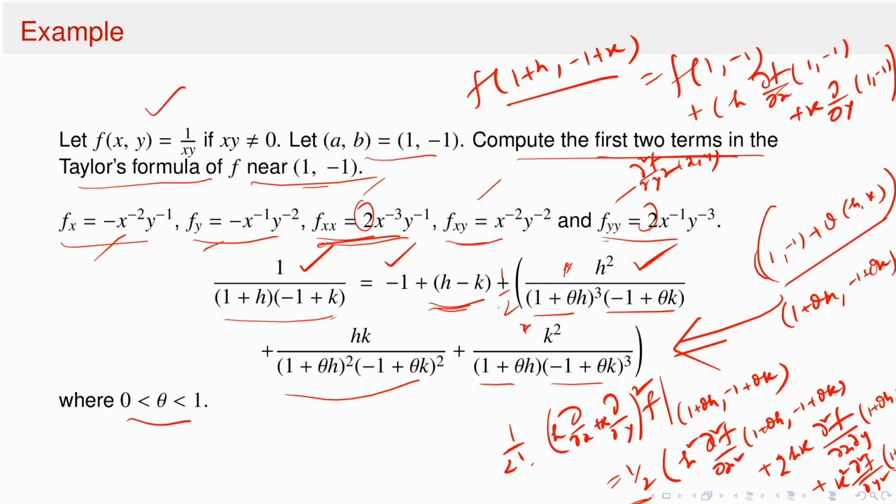And this is the mixed partial derivative, they are equal. So, therefore, 2 times h k. Okay. So, 2 again get cancelled, you will have h times k as it is, divided by del 2f del x del y, and it is x square y square, that means (1 plus theta h) square, (minus 1 plus theta k) square. So, this kind of problem might be there: you have a function and this point, you compute the first two terms of the Taylor's formula of f near the point minus 1. This formula is already given, you have to just perform the partial derivatives and conclude it. I think that is a very brief account of Taylor's theorem for several variable functions.